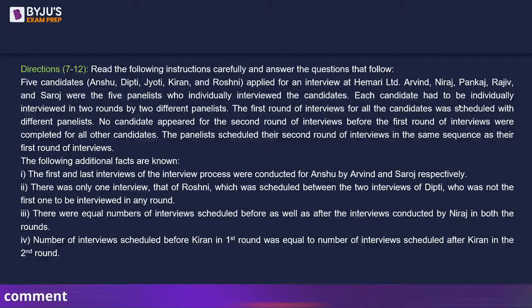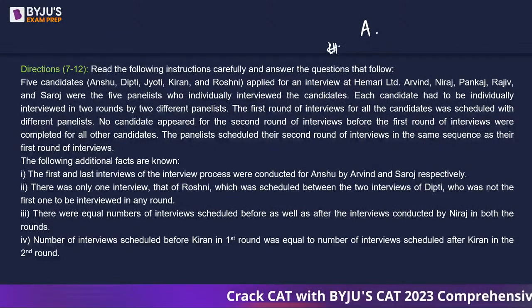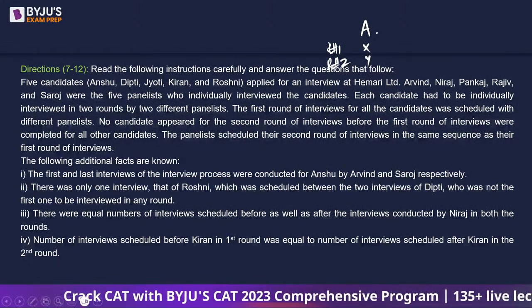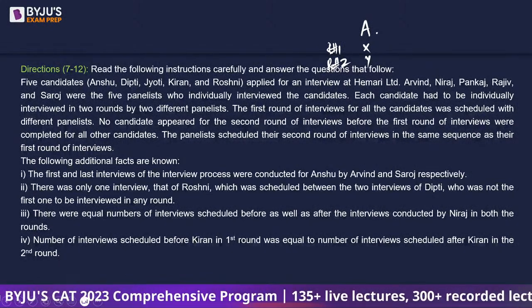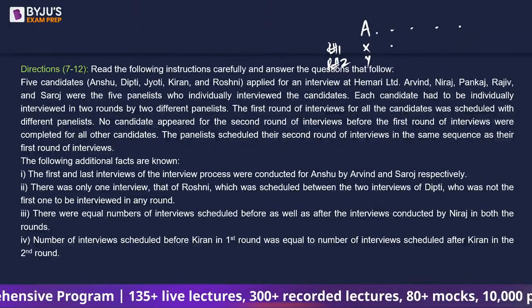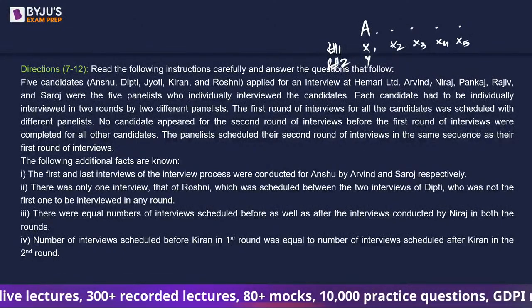Each candidate had to be individually interviewed in 2 rounds by 2 different panelists. So, for example, A has to be interviewed round number 1 में और फिर round number 2 में, and these 2 should be different people. Okay. The first round of interviews for all the candidates was scheduled with different panelists. And if I look at these 5 people, ये सारे अलग लोग हैं.